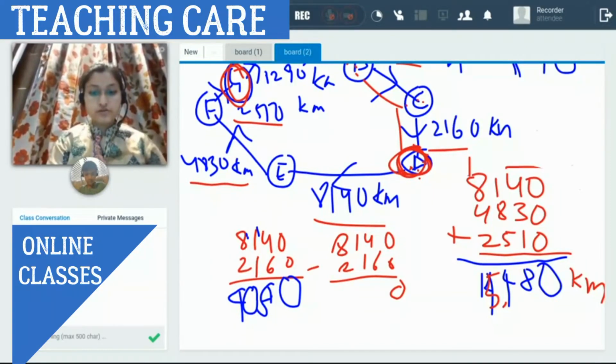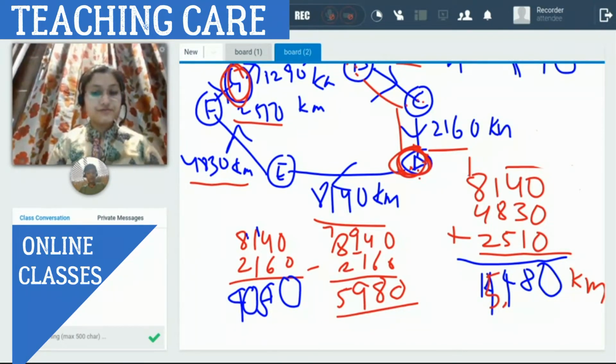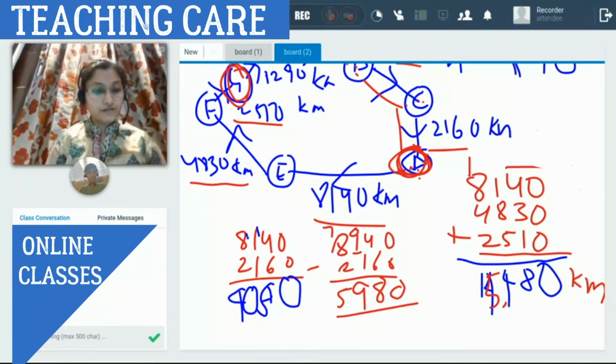0 minus 0, 0. 4 minus 6, that means 14 minus 6 is 8. Now if 14, then this 1 will become 0. Then borrow 10, 10 minus 1, 9. So this 8 will become 7. And 7 minus 2, 5. The answer is 5980. I did it the other way around. I did this one which is 10, and then I minus that. But that was not the correct way. Okay?